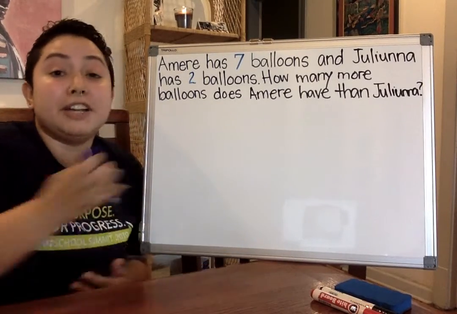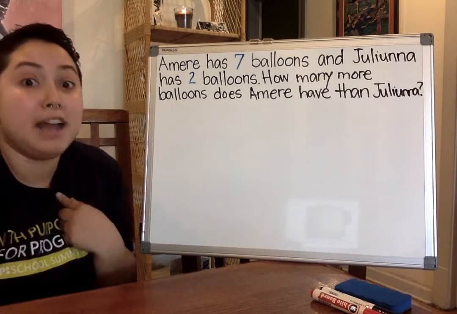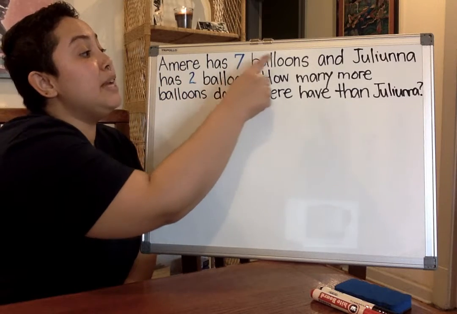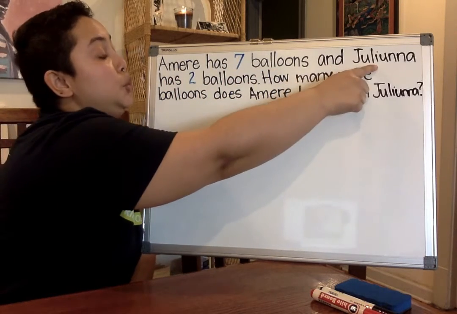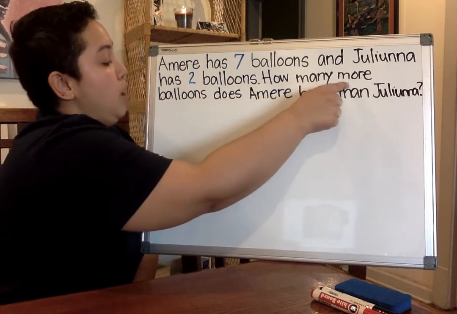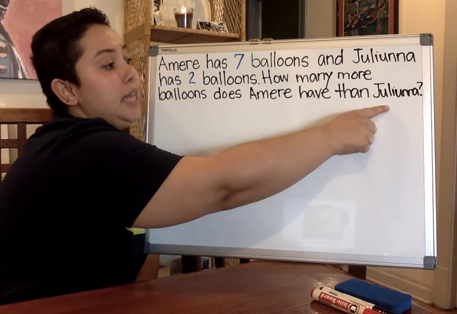Now, the very first thing that we're going to do is read our math problem. So, my voice is on. Amir has 7 balloons, and Juliana has 2 balloons. How many more balloons does Amir have than Juliana?